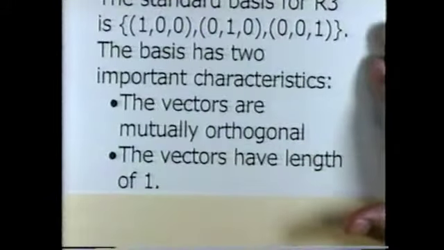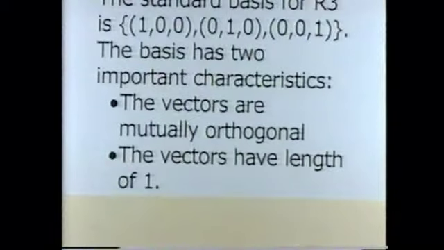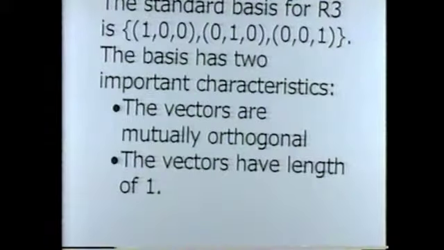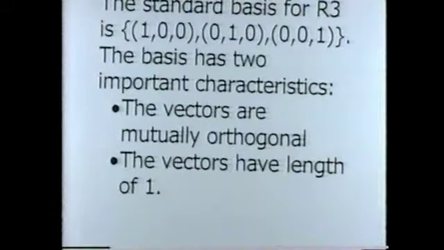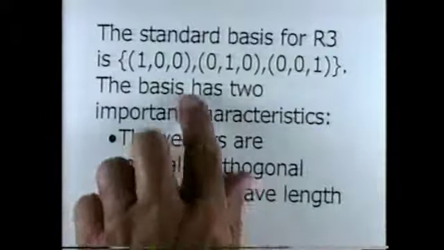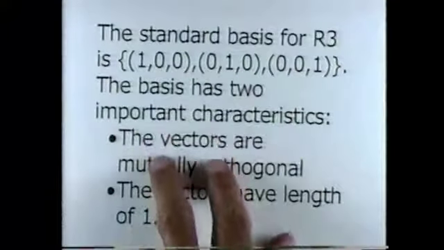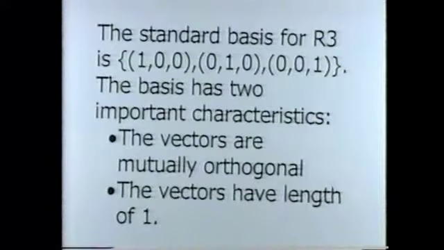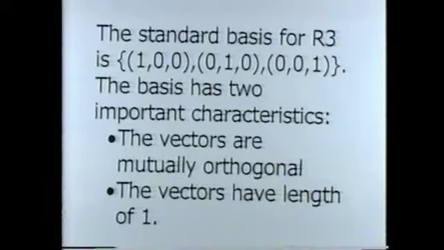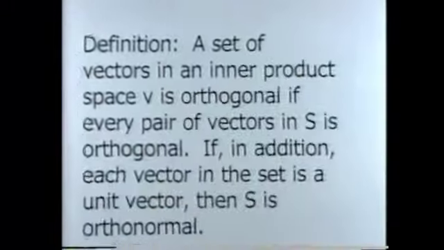The second is that the vectors have length 1. If you go back and calculate the length of any of these, in all cases you'll get a length of 1. Now the question is, can we make any basis have these two characteristics by doing some type of conversion? Well, we're going to start working on it.